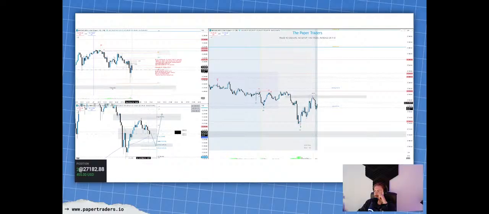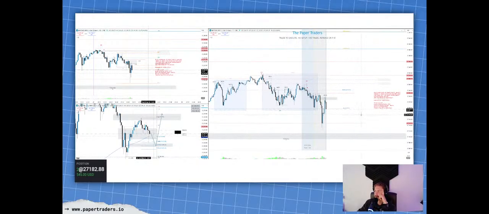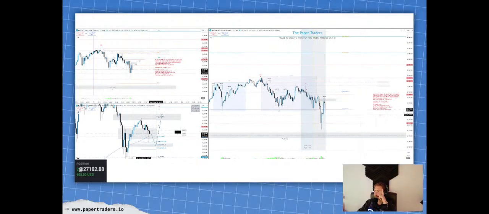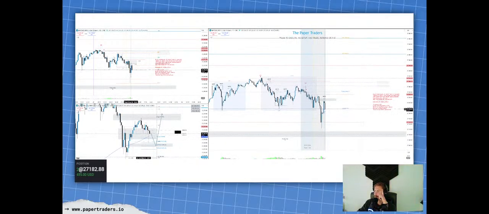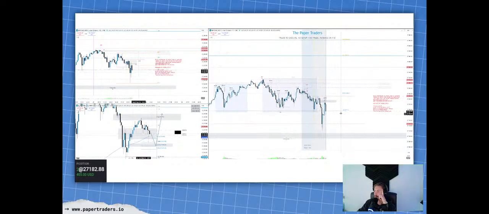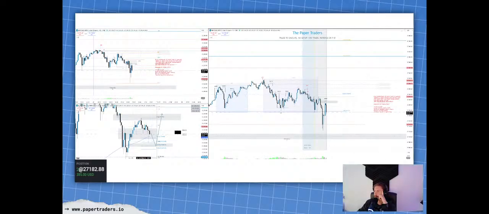Needs to buff this 1 minute fair value up there. So we need to hold that daily open in order to see something to the upside and hold this fair value gap as well. You can see that rejection, right? That's the 5 minute fair value gap that we said. Okay, potential there.